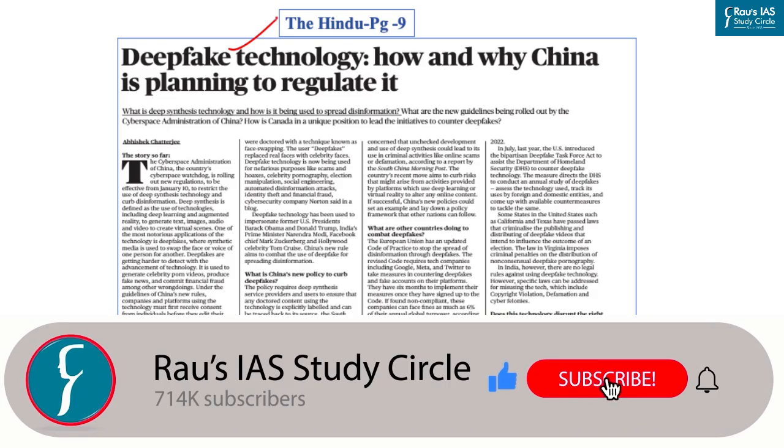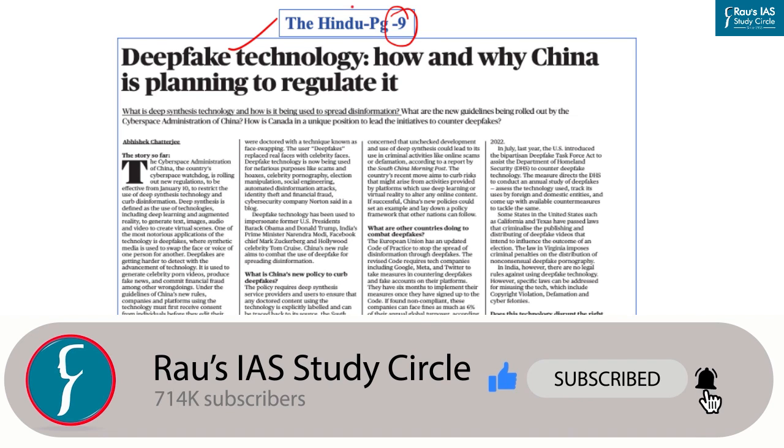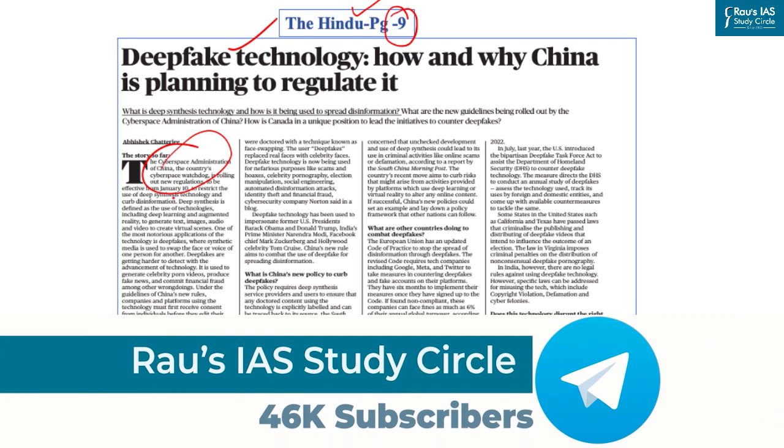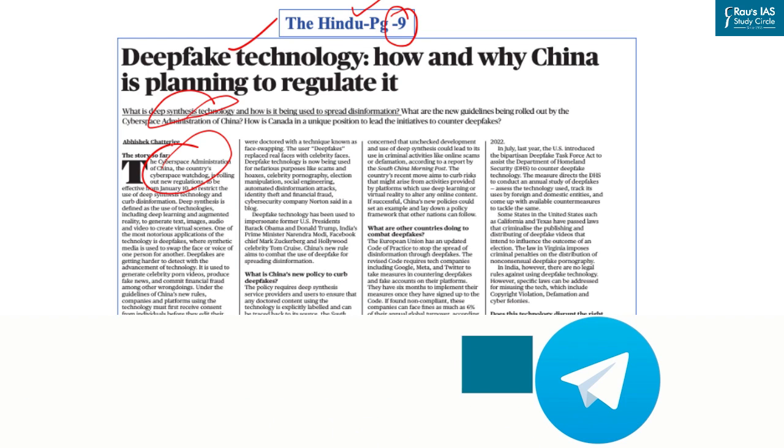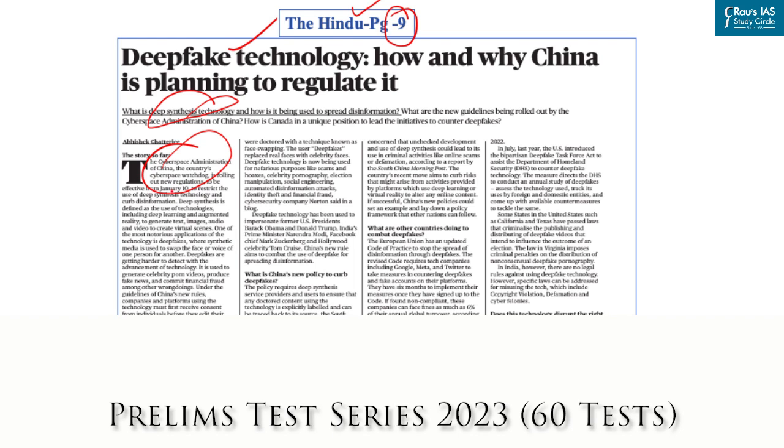Let's begin the discussion. This question is based on this article which appeared on page 9 in the Hindu newspaper. The context of this article is that the Cyberspace Administration of China, the country's cyberspace watchdog, is rolling out new regulations to be effective from January 10 to restrict the use of deep synthesis technology and curb disinformation.